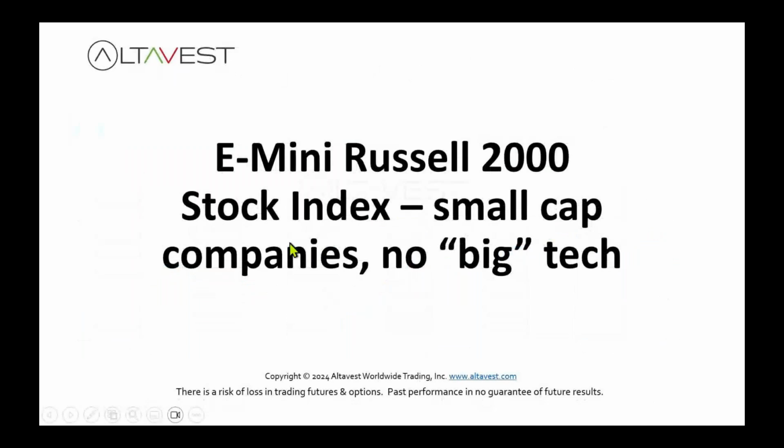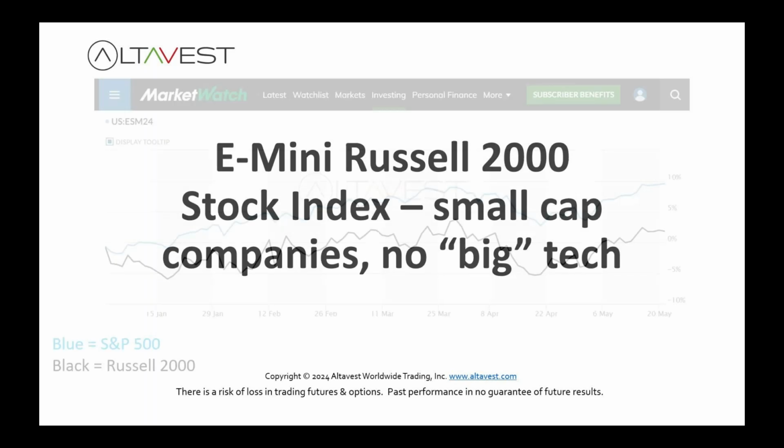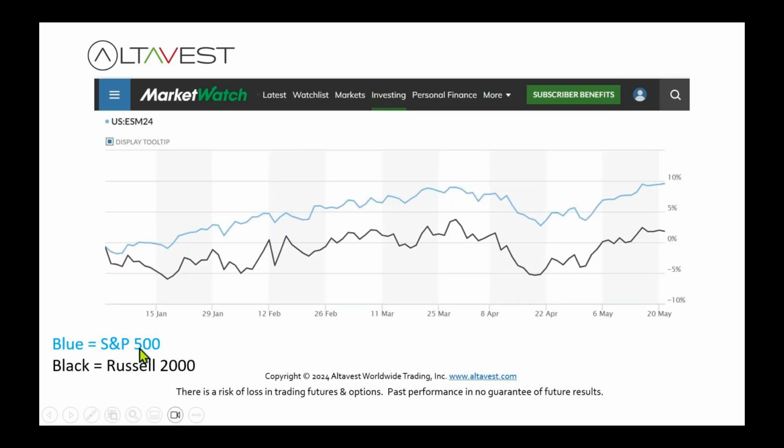So we're going to look at the E-mini Russell 2000 as well. And remember, that's a small cap index, and there's no big tech in there. So that means there's no really 1 or 2 or 5 companies that are overwhelming the index and influencing it. You have a lot of financial, banking, energy, smaller cap companies in the Russell 2000. So here's the blue line is the S&P 500, and here's the Russell 2000.